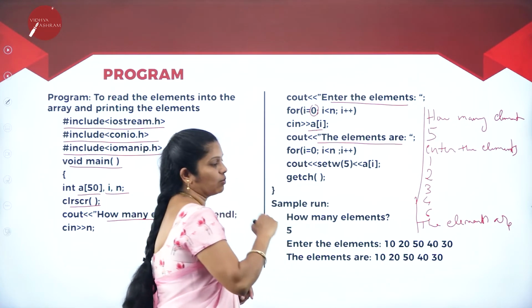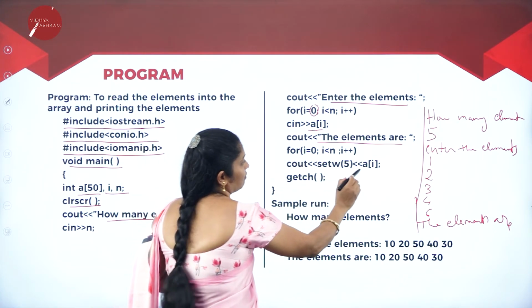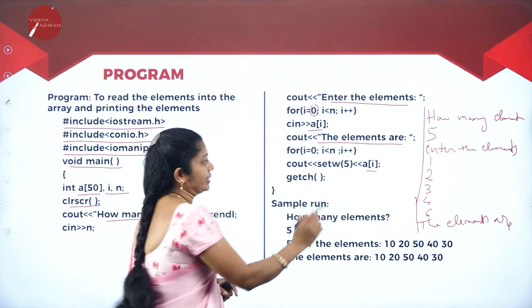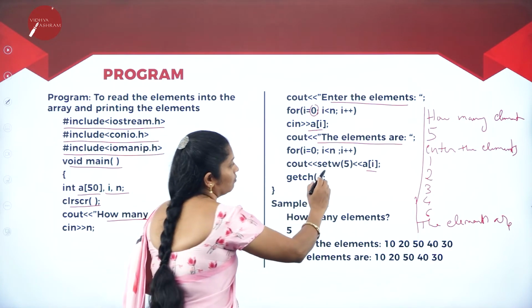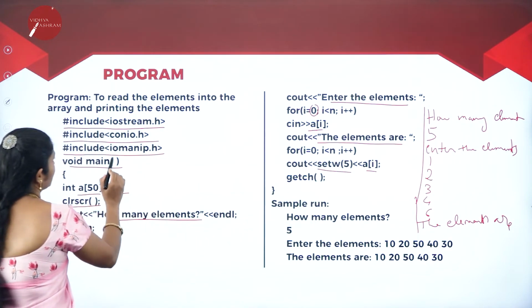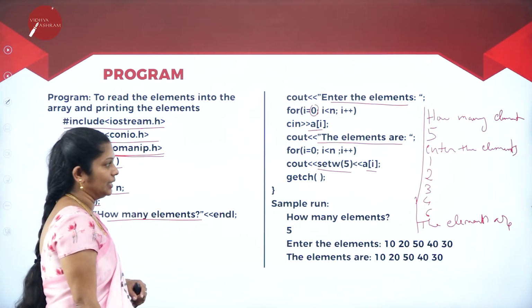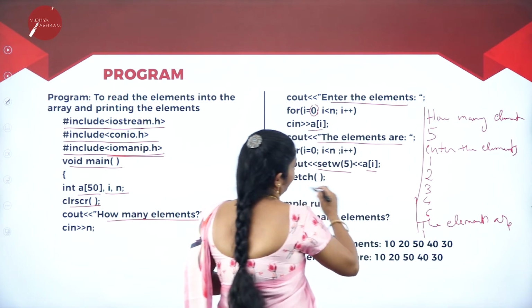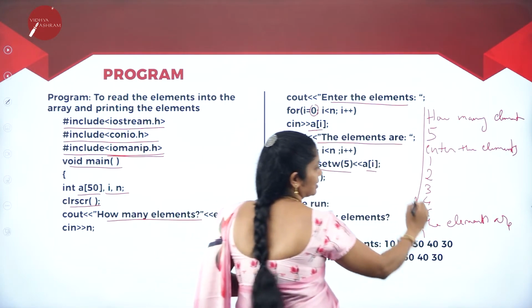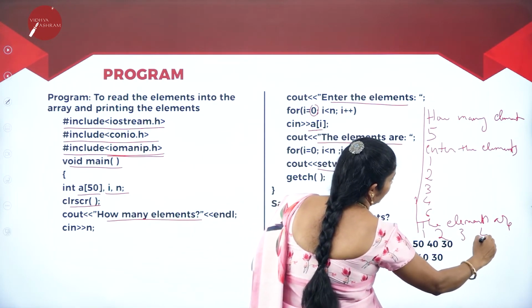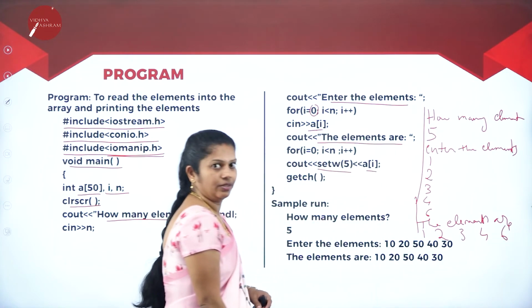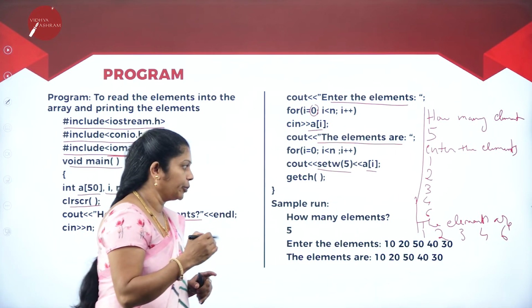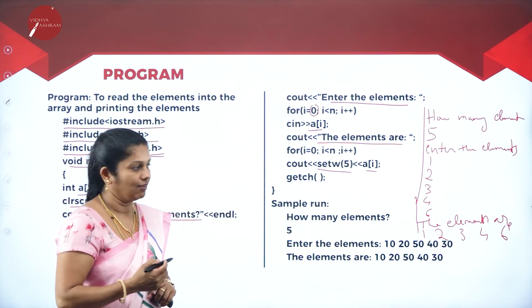For i starts once again from 0. Here, the first time i will take 0. setw(5) we are given. For this, the supporting header file is iomanip.h. Now first it will leave 5 spaces, then the first element it will print. Then once again it will leave 5 spaces, second element, third element, then fourth and then fifth. It means that we are able to input the values as well as print the values.